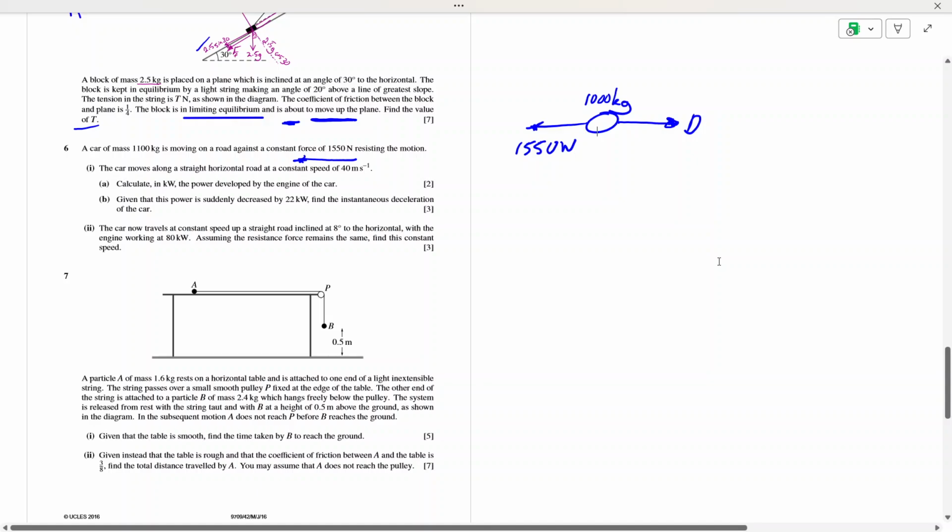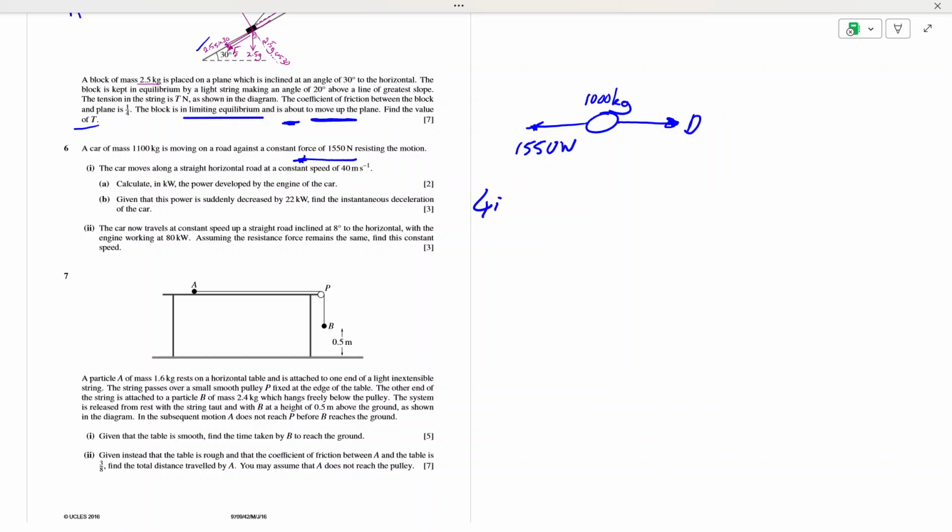So the first part says, the car moves along a straight horizontal road at a constant speed of 40 meters per second. Calculate in kilowatts the power developed by the engine of the car.